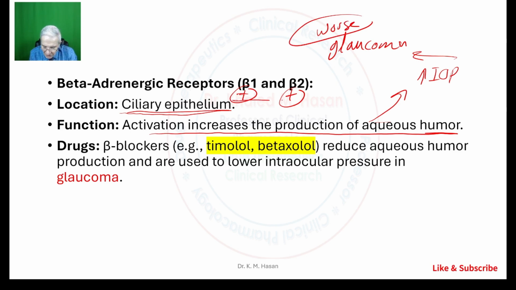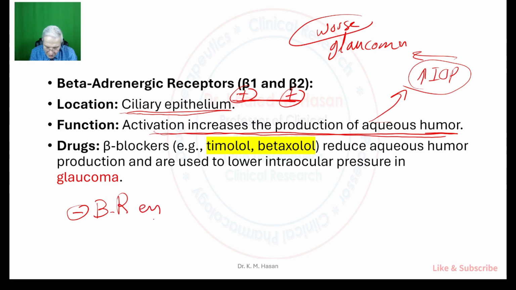So when you activate beta 1, beta 2 receptor in the eye, it will increase the production of aqueous humor, worsening the situation due to the increased intraocular pressure. So the opposite happened there. They tried to block beta receptor in the eye. So they tried to block beta 1 receptor in the eye. We have several medications belonging to the beta blockers, and the most important ones will be timolol and betaxolol. So you can see it here in the text: betaxolol and timolol.